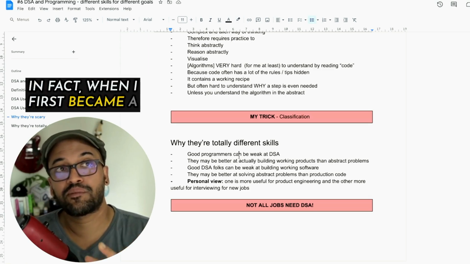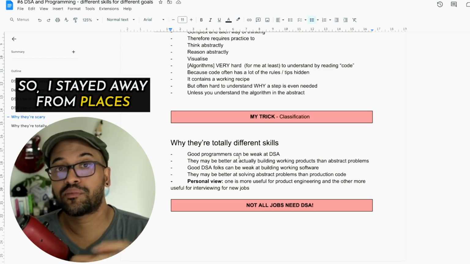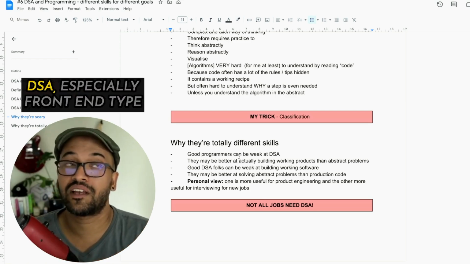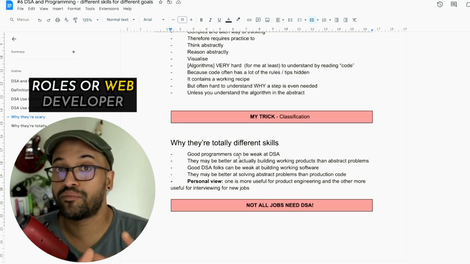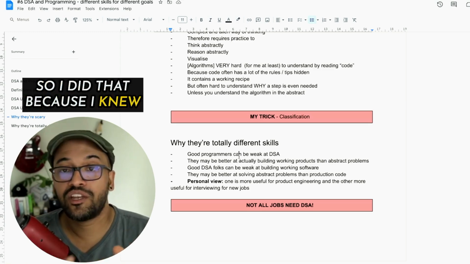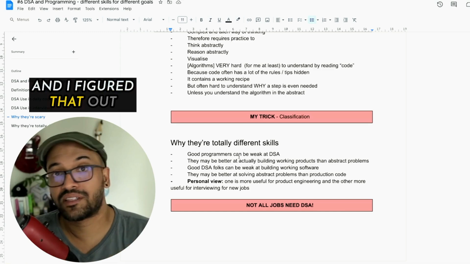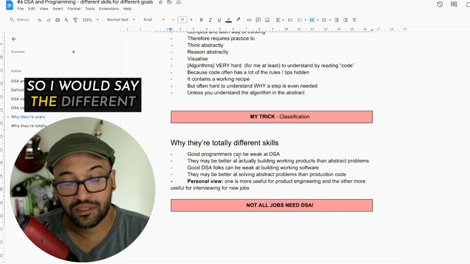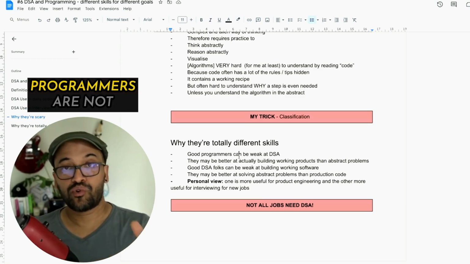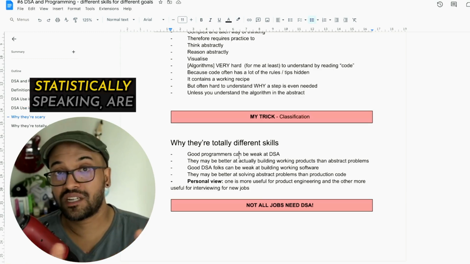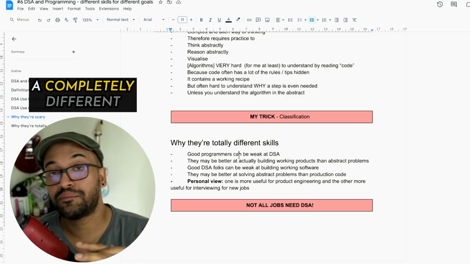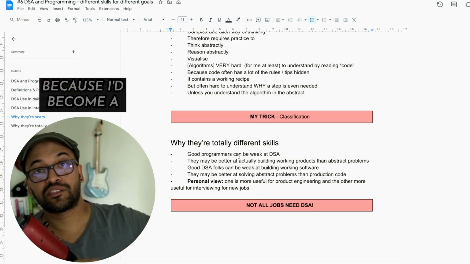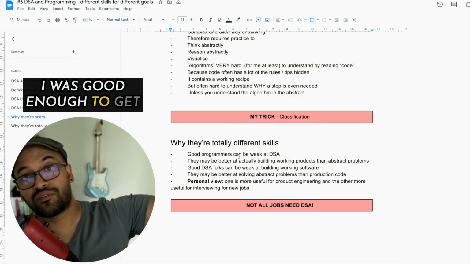In fact, when I first became a programmer, for the first year or so, I stayed away from places that needed too much DSA. There are some roles that don't require too much advanced DSA, especially front-end type roles or web developer roles. So I did that because I knew that was a totally different skill. And I figured that out through the help of my coach and a few other people. So I would say they are different skills for this reason. Most programmers are, statistically speaking, pretty weak at DSA, because it's a completely different type of skill. When I understood that, I realized that just because I'd become a programmer doesn't mean I was good enough to get into FANG yet.